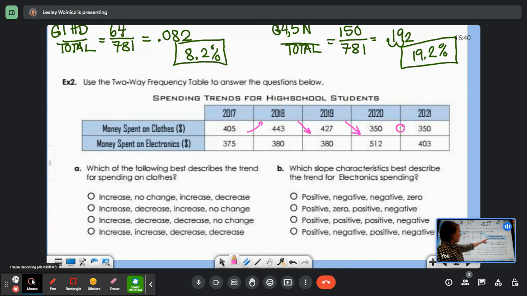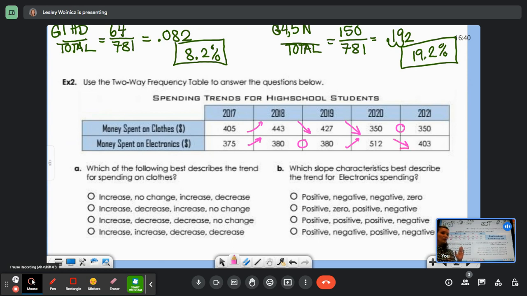Okay, for electronics, from 375 to 380, that's a little increase. From 380 to 380, 0 change. From 380 to 512, big change, up. And then from 512 to 403, that's down.